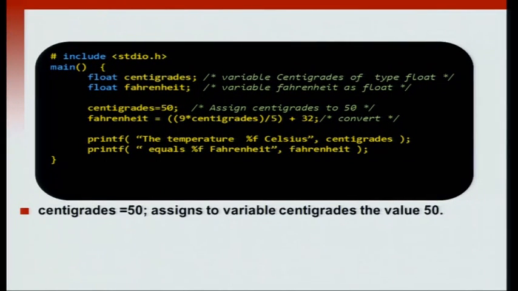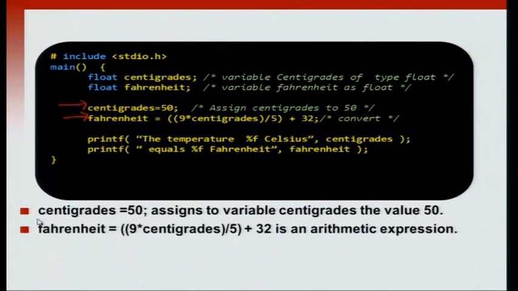Centigrades equal to 50, that is the line which assigns the value 50 to the variable centigrades. So once you execute that code, the box associated with the name centigrades will hold the value 50. Okay. Followed by the line which computes the value of the Fahrenheit. So Fahrenheit equal to 9 times centigrade divided by 5 plus 32.